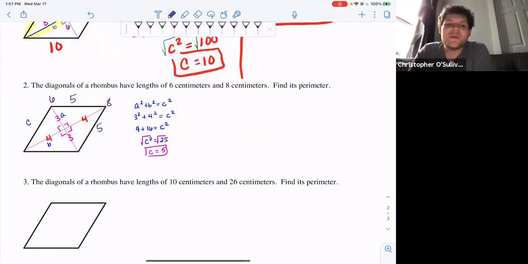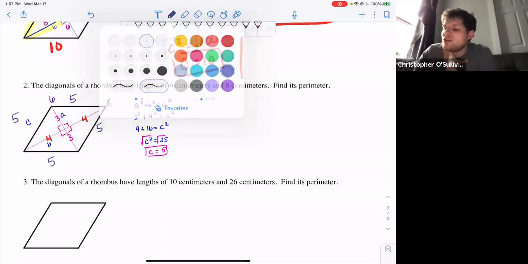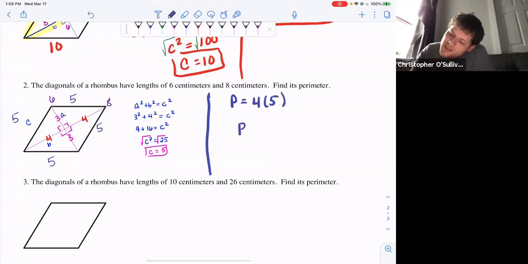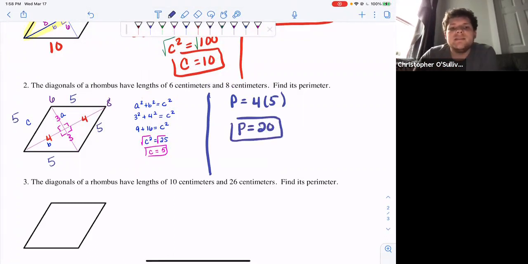So now, ladies, what we do is we go back to our image and we make sure that we have a 5 on every single side length. And now what Miss C mentioned before was all I have to do is just take my 5 and multiply it by 4. So I can do 5 plus 5 plus 5 plus 5, or just 4 times 5. So my perimeter is 4 times 5, which is 20. And that's my final answer.